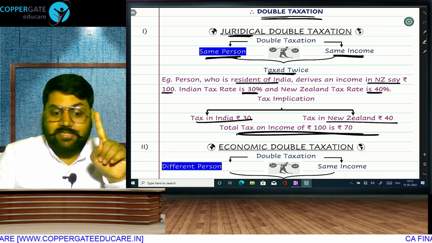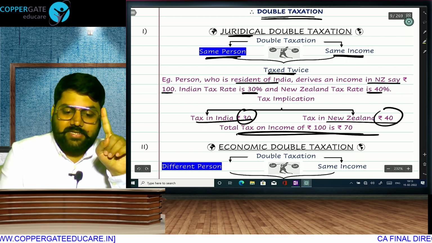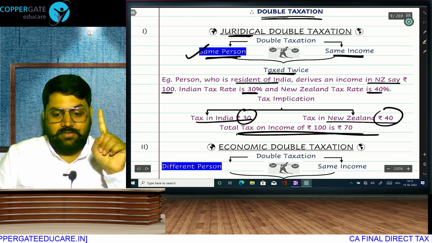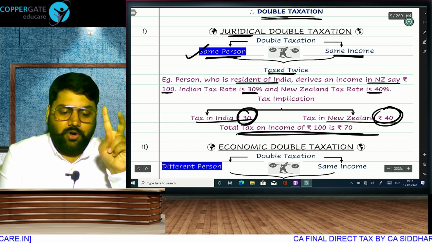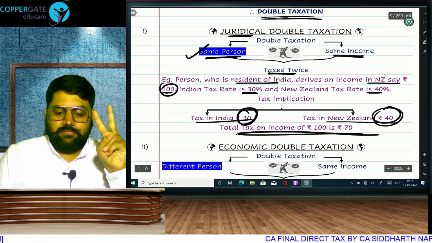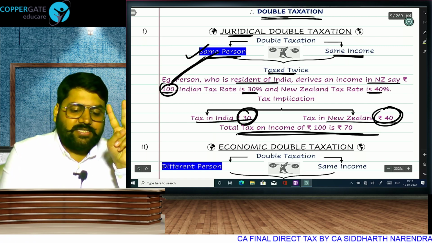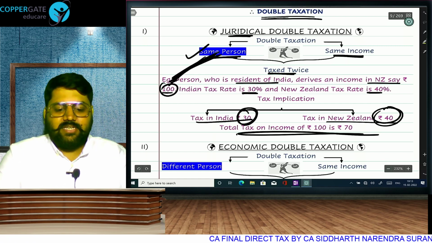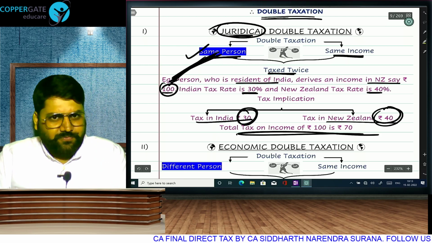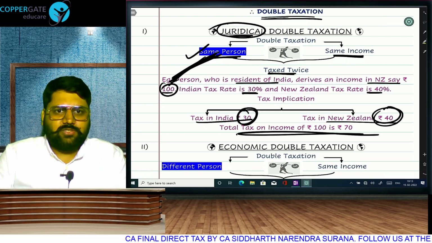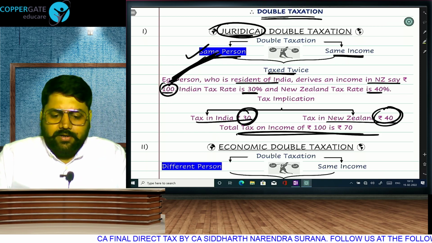So can I say this tax and this tax are being paid by the same person, on the same income? Same person, same income getting taxed twice. That is juridical double taxation for you. Same person, same income getting taxed twice will be juridical double taxation.